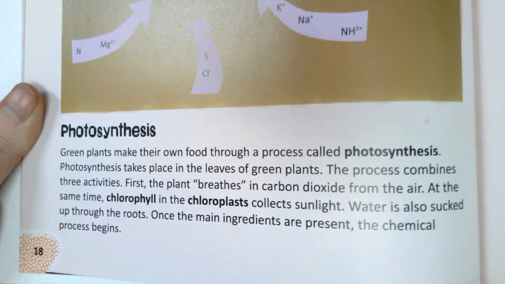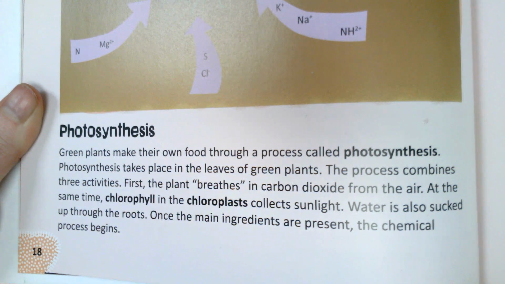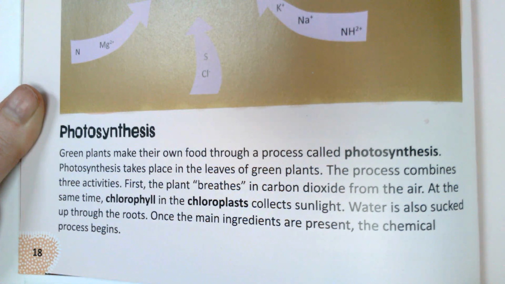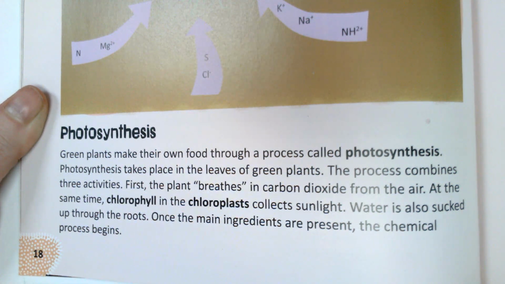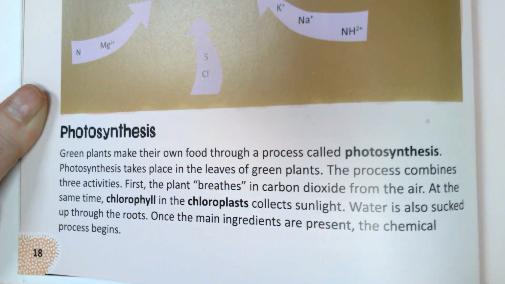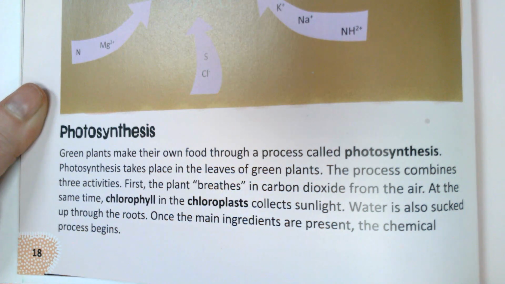Photosynthesis. Green plants make their own food through a process called photosynthesis. Photosynthesis takes place in the leaves of green plants. The process combines three activities. First, the plant breathes in carbon dioxide from the air. At the same time, chlorophyll in the chloroplast collects sunlight. Water is also sucked up through the roots.